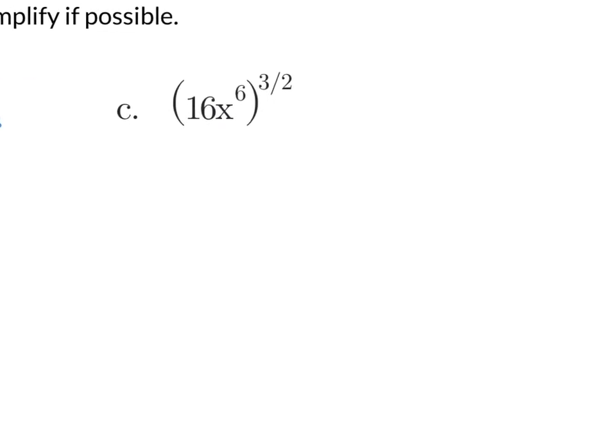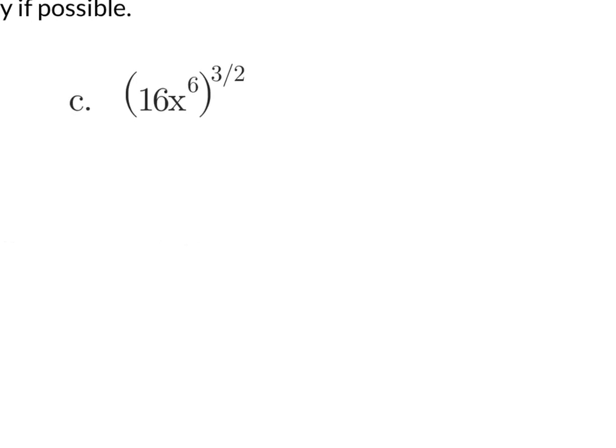All right, last example. Let's look at 16x to the 6th raised to the 3/2. This equals the square root of 16x to the 6th. Again, I'm going to put my 3 on the outside. Square root of 16 is 4. Square root of x to the 6th is x cubed. And then I want to cube this whole thing.